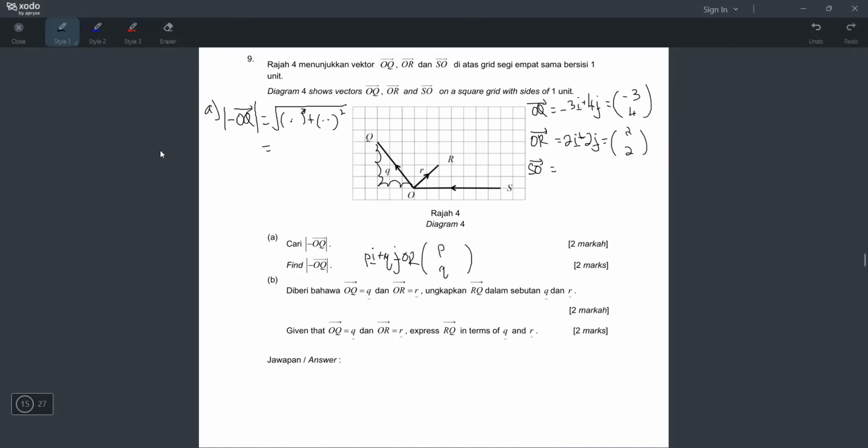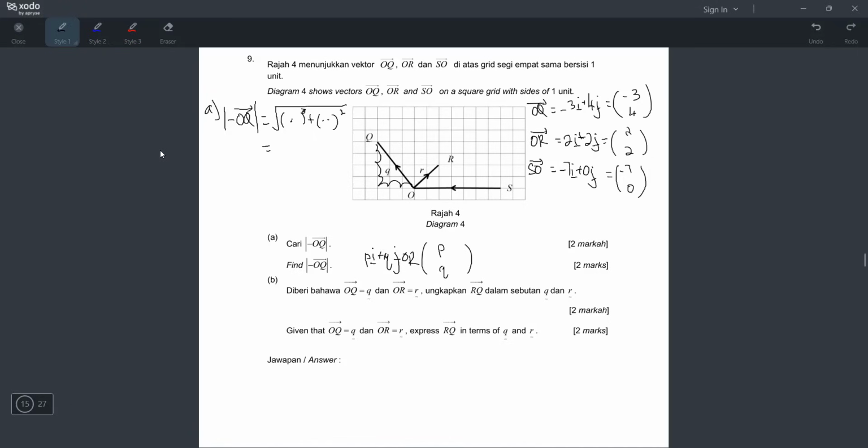Okay, what about SO? SO will be -1, 2, 3, 4, 5, 6, 7. So it'll be -7i plus 0j, which means -7, 0. Why negative? Because move to the left. But then why 0? Because it never moves up or down, right? It just moves to the left only. So only i has a value. j is for up and down movement, but since it has no up or down movement, so 0.